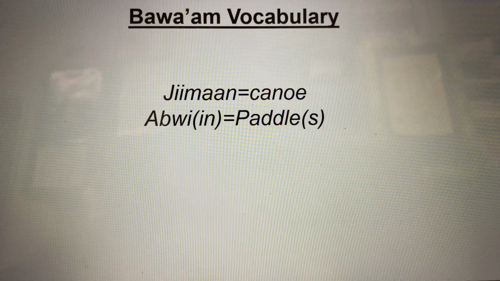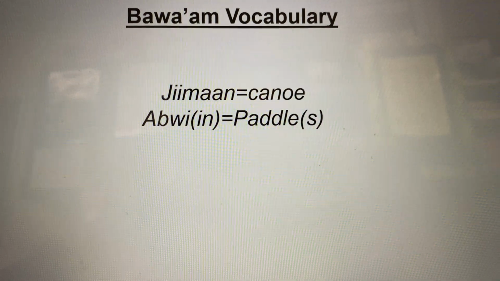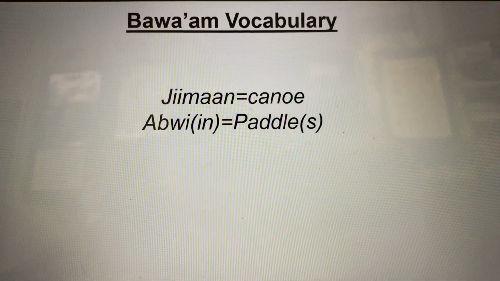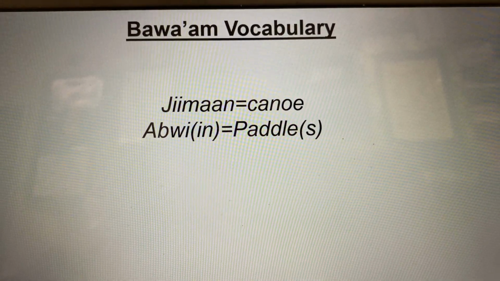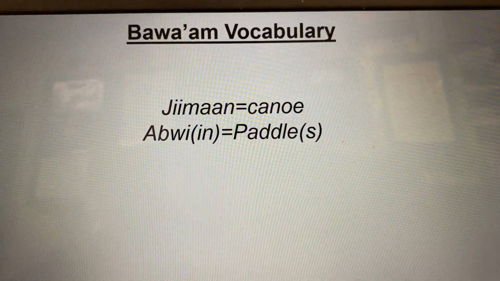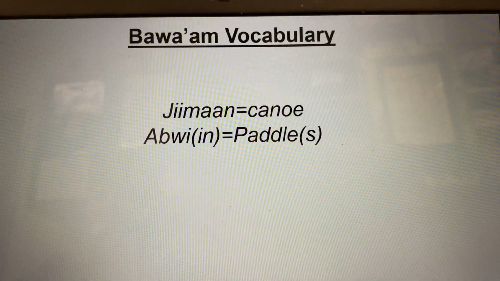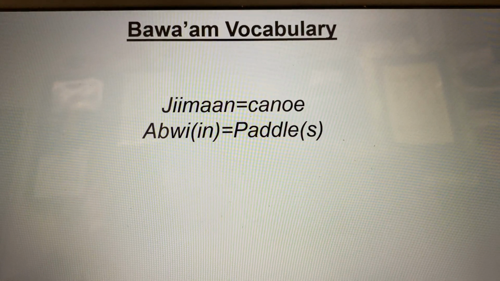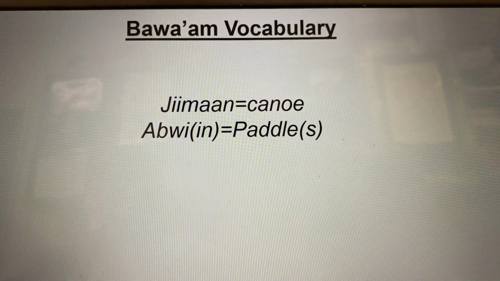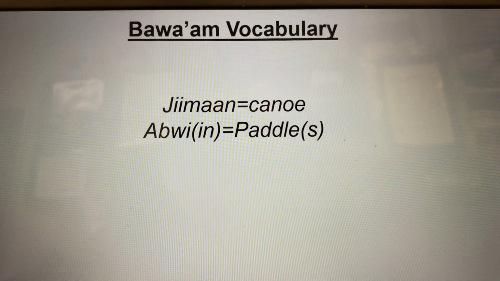Okay, we also have Abwe, and that's a paddle. And to make that plural, two paddles or more, abween. So abwe, singular, abween, plural.